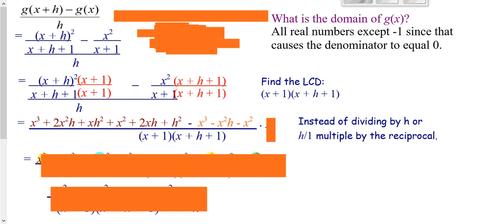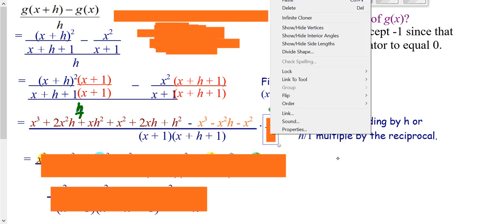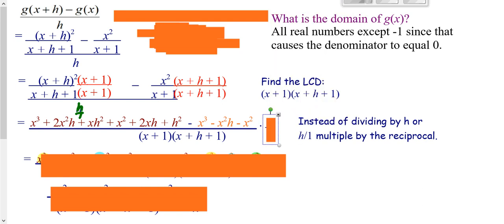Now, we originally had where we were dividing by h, which is really dividing by a fraction. So instead of dividing by a fraction, I'm going to multiply by the reciprocal. And the reciprocal is 1 over h.